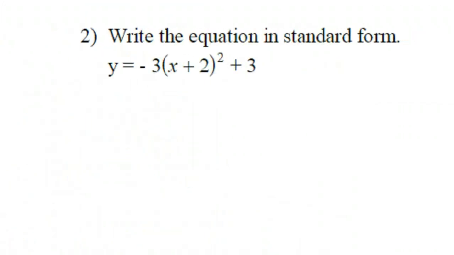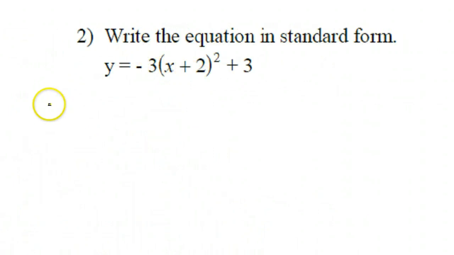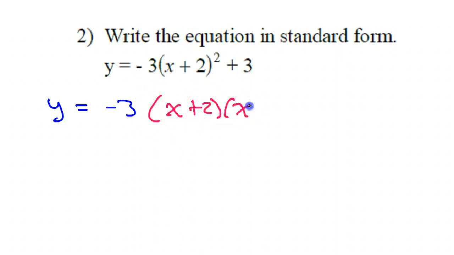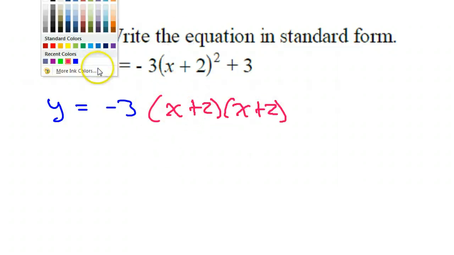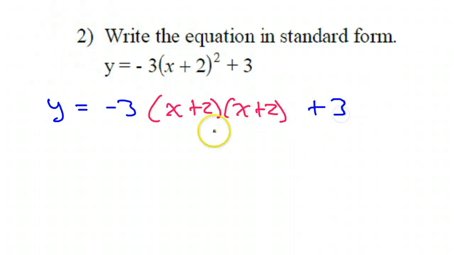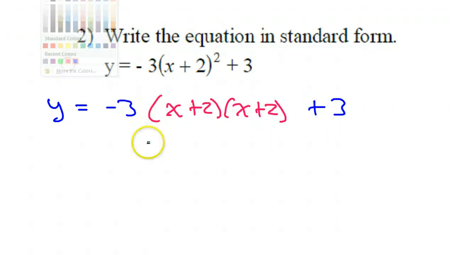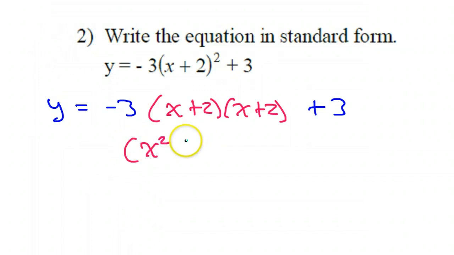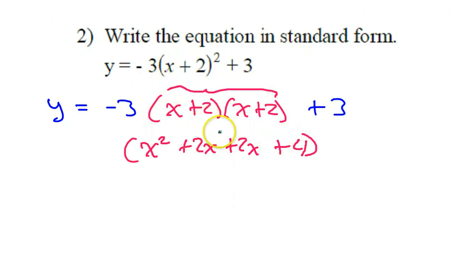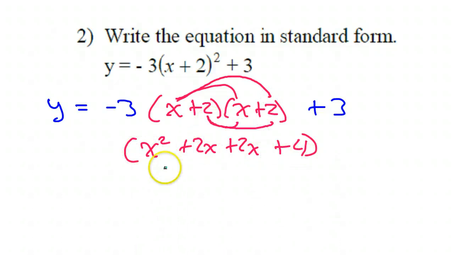Okay, let's take a look at problem number 2. Alright, this is the same type of deal. Y equals negative 3. I'm going to go ahead and switch colors now. And we're doing x plus 2 times x plus 2. And then plus 3. So this will be x squared plus 2x plus 4. Okay, we're just doing the pink part. And we're doing our double distributive property. This is what just happened. Okay, to get these 4 terms.